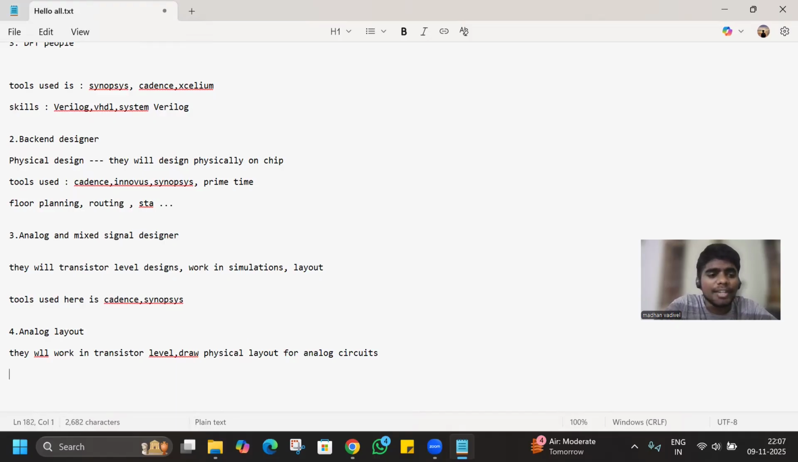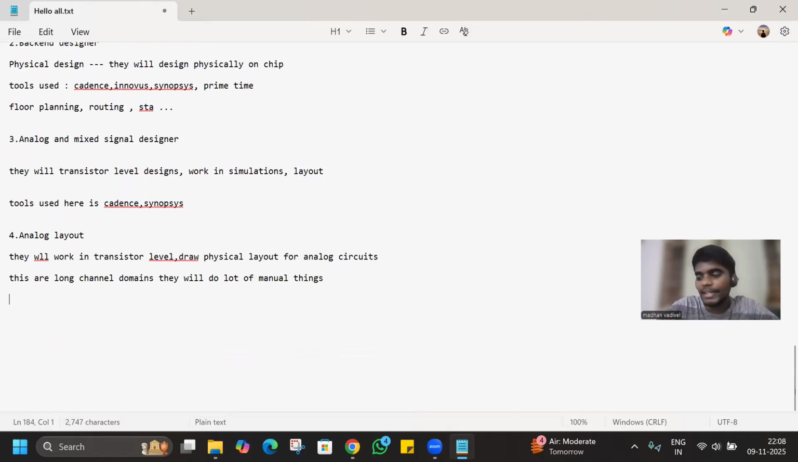These domains are called analog layout and analog design. They are long channel domains. They have to work more, and manually do a lot of work. Before that, in backend and front end, we said some tools and digital flow will come, but here they will do things manually. These are long channel domains. They will do a lot of manual things.